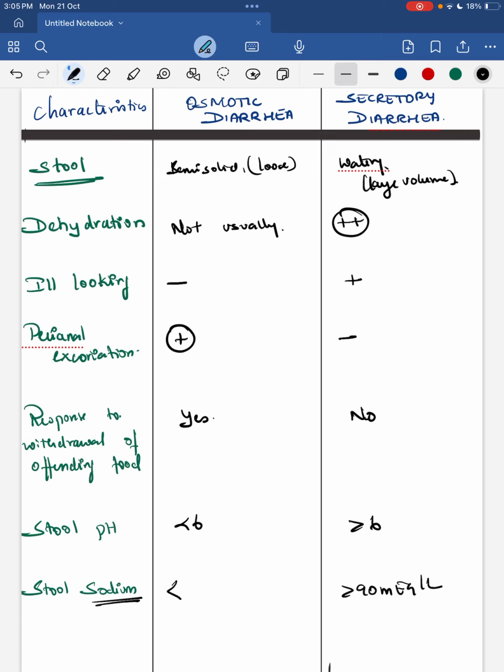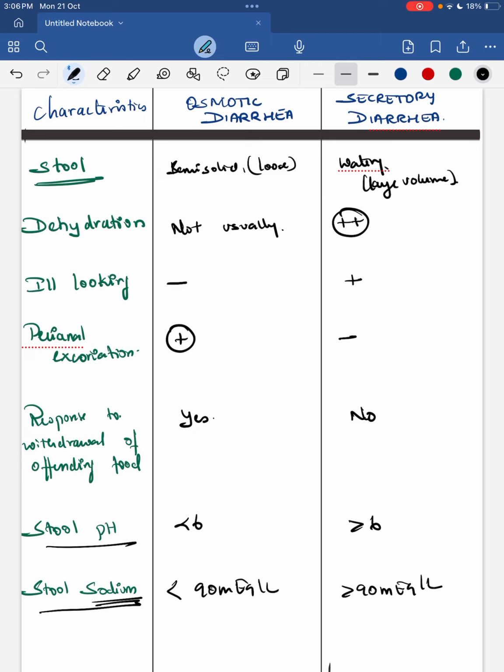Okay, so osmotic diarrhea is mainly diet related, due to which the child can have perianal excoriation. When you stop the particular diet, the child's diarrhea will also stop. In secretory diarrhea, it is not related to the diet. It is mainly because of a mucosal problem or a transport channel defect. Because of that, the child's stool pH will be more than 6, and the child will excrete more electrolytes through the stool, so the child will go into dehydration and look very ill. So this is the difference between osmotic and secretory diarrhea.